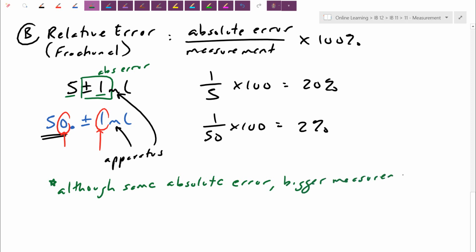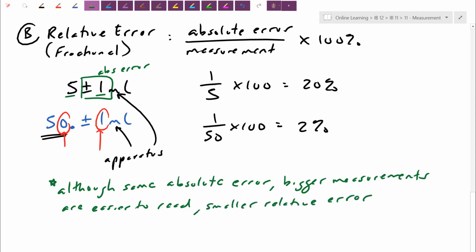So if I measure more liquid, bigger measurements are easier to read, and we see that here it has a smaller relative error. Another way of saying that here is, I know it's a plus or minus 1 on both of these measurements. How bad is my plus or minus 1? When plus or minus 1 is on 5, it's 20% bad. When the measurement itself is a little bit larger, it's a little bit easier to see more liquid. So if I have the same plus or minus 1 acting on 50, it's only 2% bad.